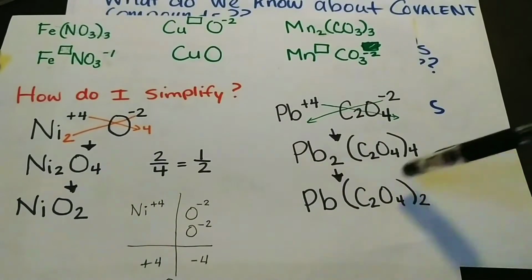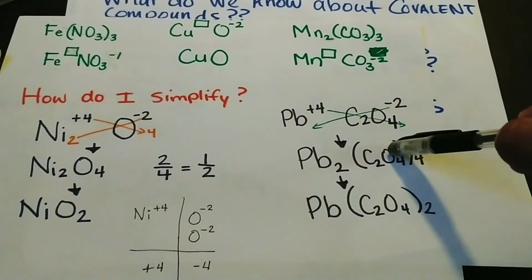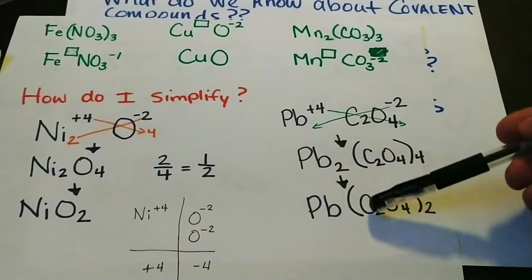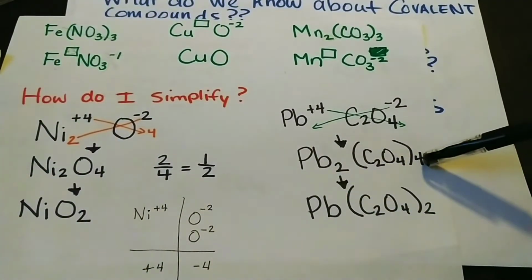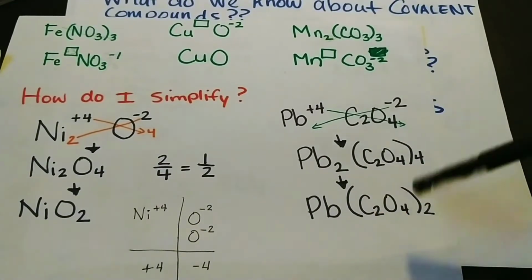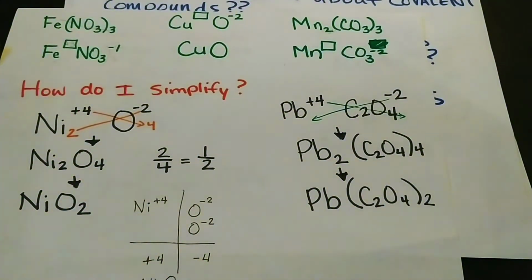So now we still have a 2 and a 4. Never reduce or simplify anything inside of parentheses. That stays put. That never changes, okay? So you're only simplifying the numbers that were crossed. So again, 2 and 4 makes it 1 and 2. And there you go. So that's a quick review, if anything, on all the problems I saw with ionic bonding.